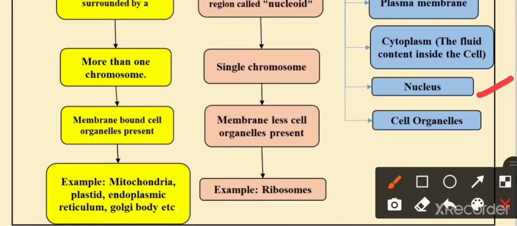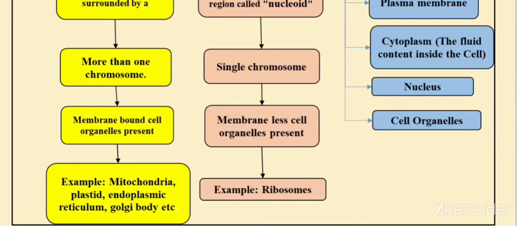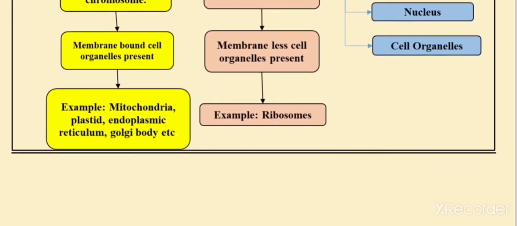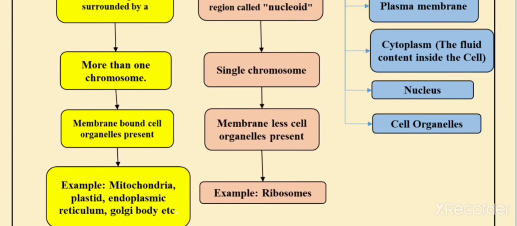And the fourth one is the cell organelles. Different types of cell organelles are present inside the cell on the basis of their function, like mitochondria is known as the powerhouse of the cell. Lysosome is known as the suicidal bag of the cell. So like this, every cell consists of main four parts.